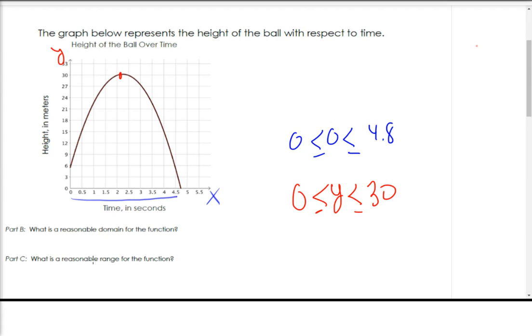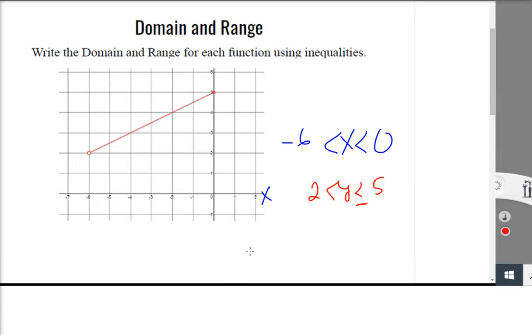The range, what's a reasonable range? That's the y-axis. That's this axis. All right, so the lowest point is here when it touched the floor. The height was 0, and we always write the smallest number first. And how high it went, all the way to 30. So we reference this y-axis. That's the range. So the range of values is going to be from 0 to 30. Okay, so that's question number 17.